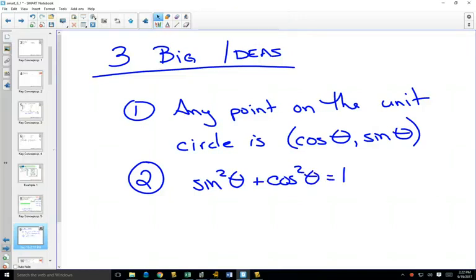You know how you memorized some values last year, right? For example, do you know what sine of 30 is? 1 over 2. Do you remember what cos of 30 is? Square root of 3 over 2.